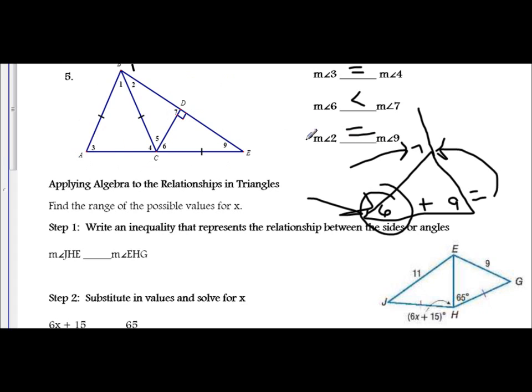And, well, I guess angle 2 and 9. Angle 2 is here, angle 9 is here. So this is the triangle we're looking at, CEB. And if you notice, this side is marked congruent to this side. So opposite angles of congruent sides are congruent. So angle 2 is congruent to angle 9, which means that their measures are equal.